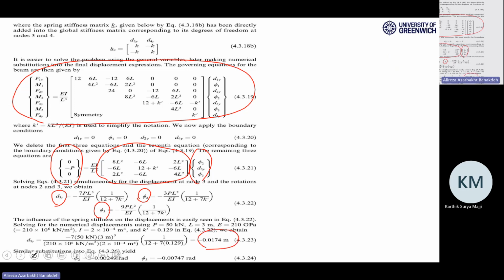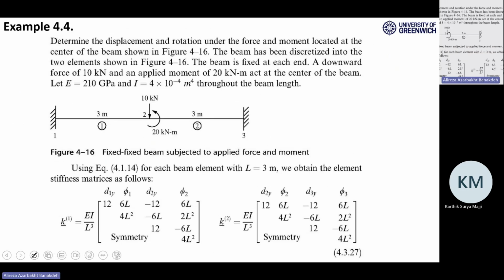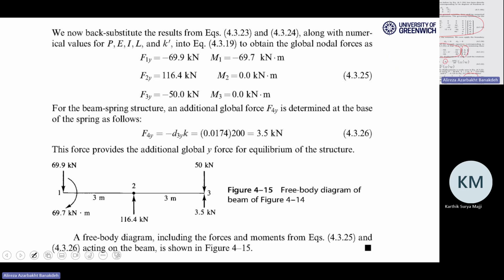However, we have the solution in ETABS as well, pretty much close to these. And a question? Any questions so far?